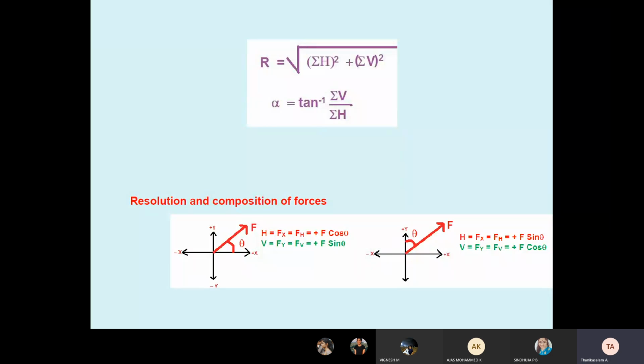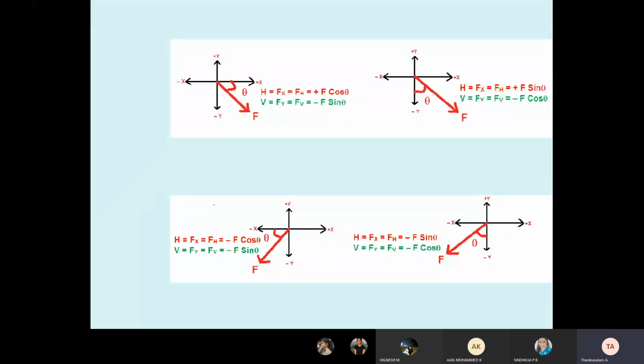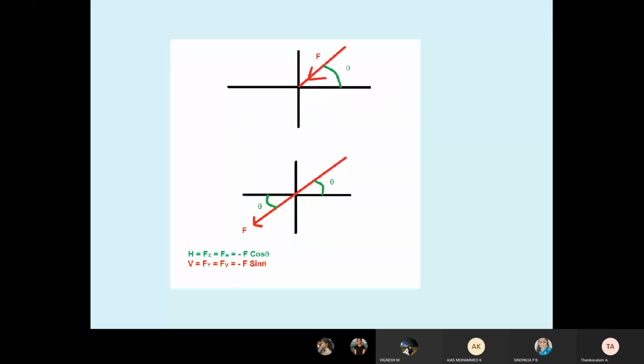The axis in which theta lies, that axis has the cos component. The other axis has sin theta. This is vice versa. Okay. Here plus plus means first quadrant. Similarly, I explained second quadrant. This is fourth quadrant, third quadrant. Okay. See here, this diagram.